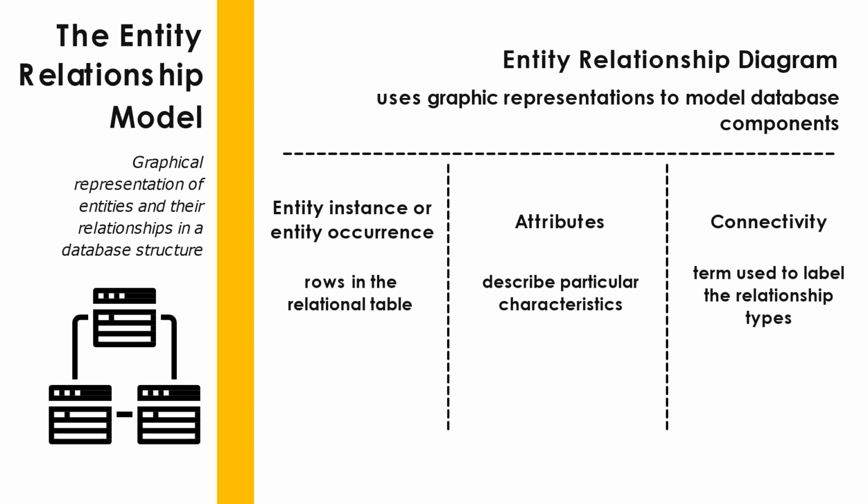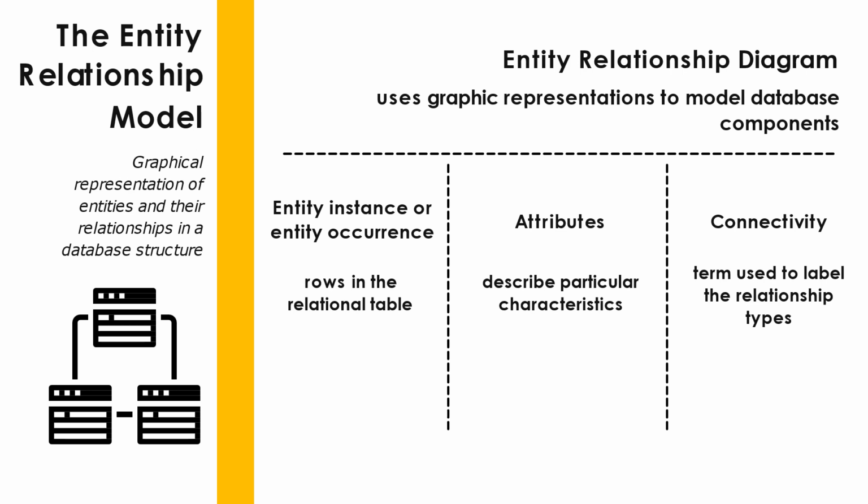The entity instance or entity occurrence are translated into rows in our relational table. For the attributes, they are describing the particular characteristics of our entities, and for the connectivity, this is the term that we are using to label the relationship types.